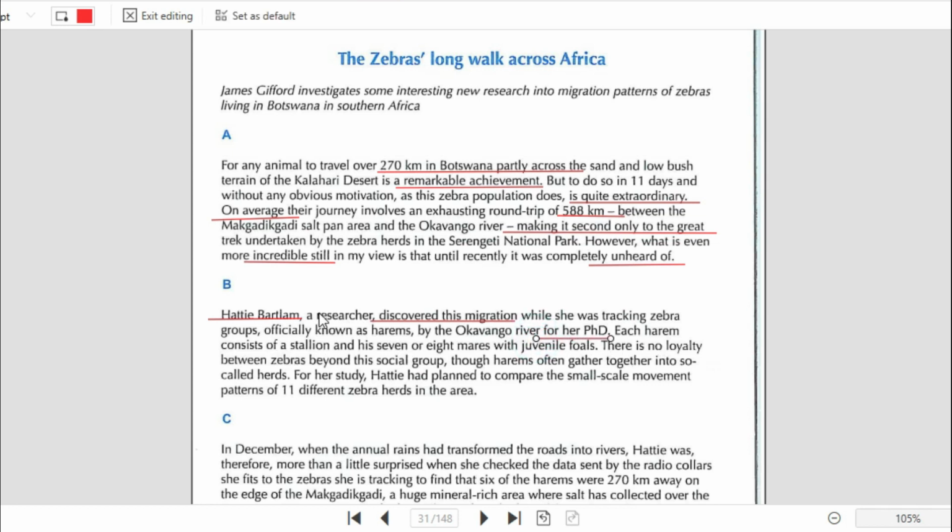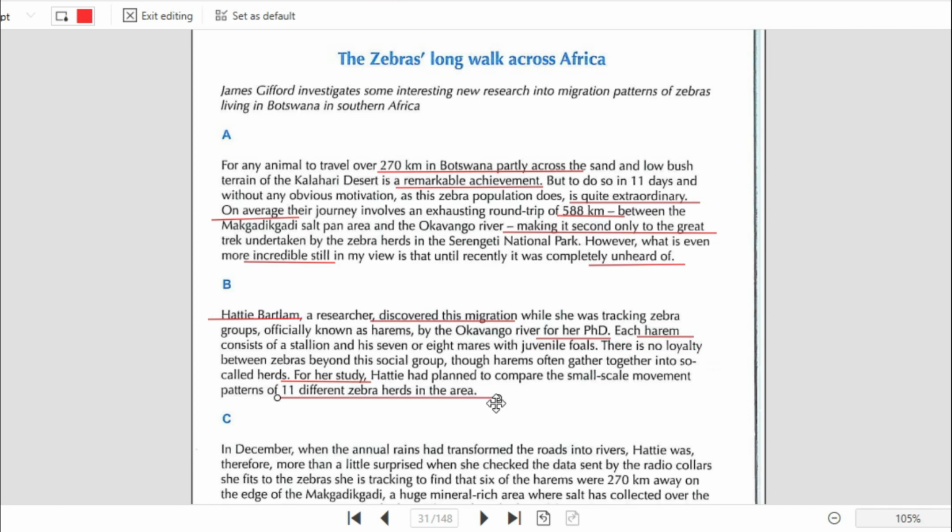So in the first sentence, it is written that this person discovered this migration when she was tracking zebra groups, and it was for her PhD. And each harem consists of, here it is mentioned what this consists of. Now there is no loyalty between zebras and social group, though, together into so-called herds. For her study, Hattie had planned to compare the small-scale movement patterns of 11 zebra type herds in the area.